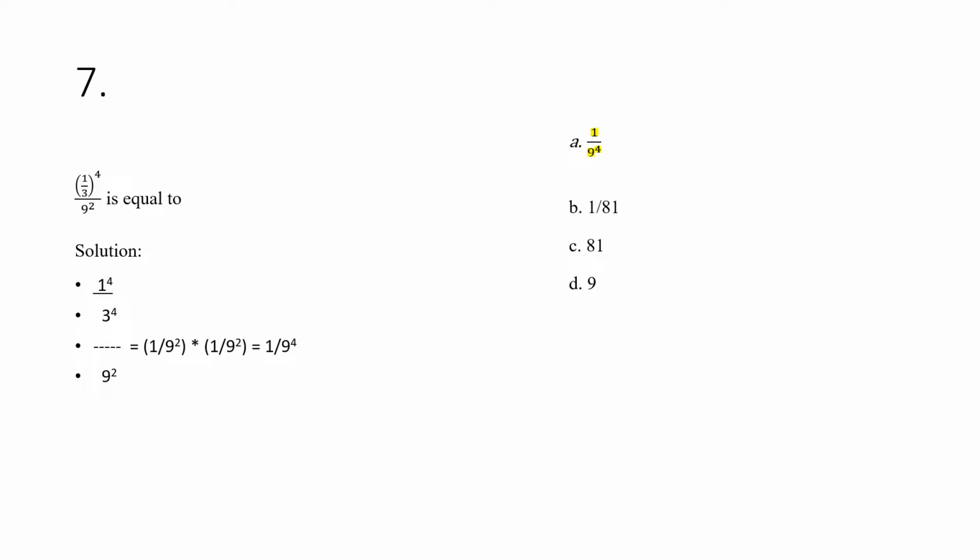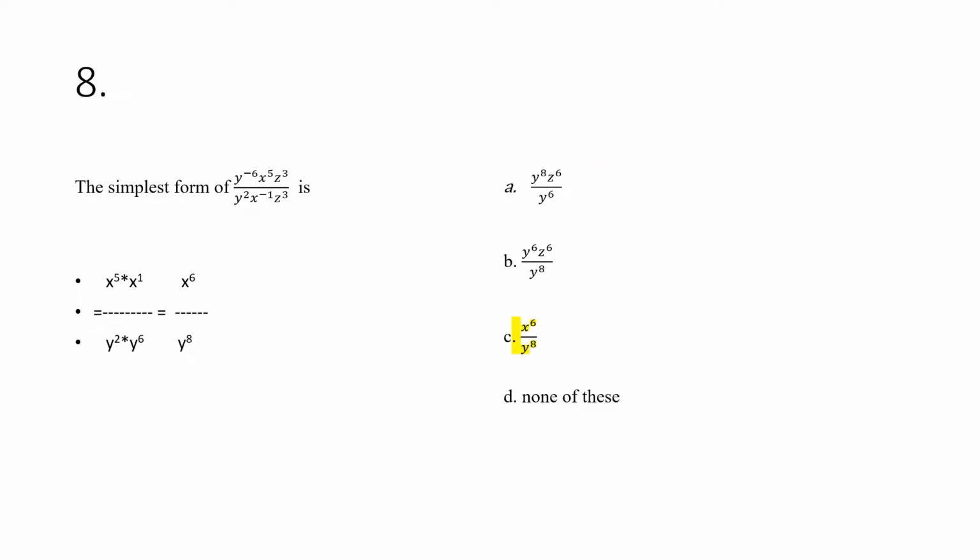For number 7, we are asked to find the expression for 1/3 exponent 4 divided by 9 squared. For the numerator, we have 1 to the 4th divided by 3 to the 4th, and the denominator remains as 9 squared. And the numerator can be expressed as 1 divided by 9 squared, which is equivalent to 3 to the 4th power, times the reciprocal of the denominator 9 squared, which is 1 divided by 9 squared, giving us a final answer of 1 divided by 9 exponent 4.